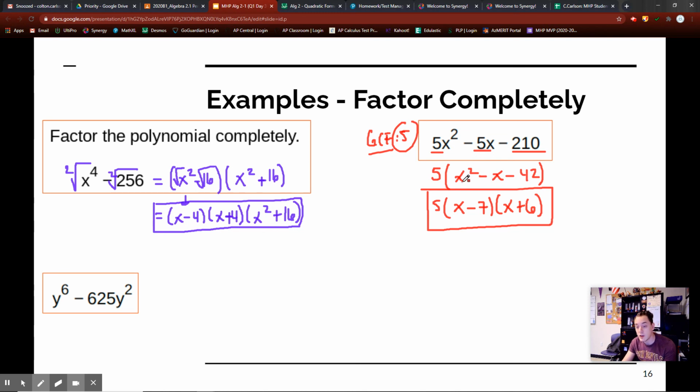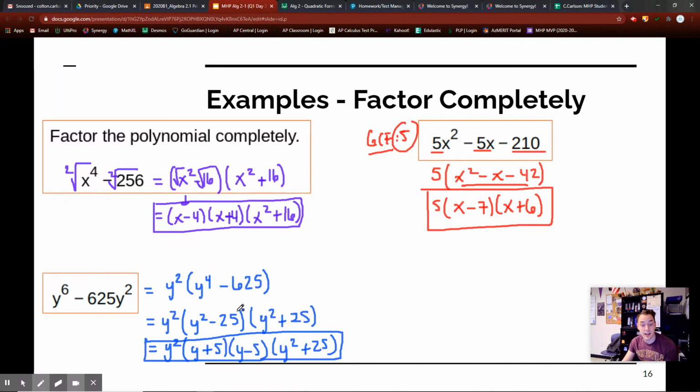And then what I notice here is I can still factor that, because it's a trinomial, it doesn't have any more GCF, but factors of 42 that somehow, some way add up to -1, that's going to be 7 and 6. And since it's -1, the negative goes with the 7. Okay? One last one, and then we'll be done. Try this bottom one here.